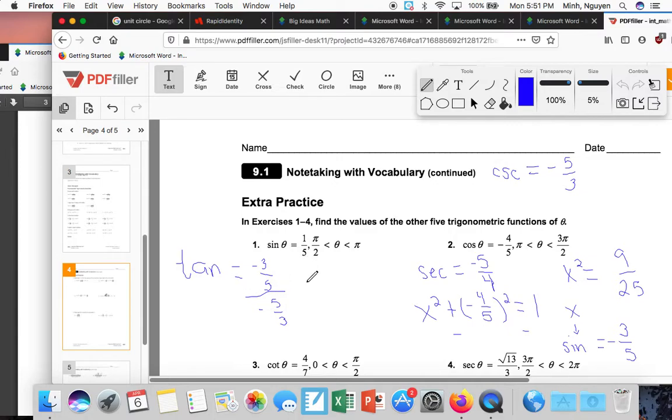So dividing by a fraction, negative 3/5 times negative 3/5 is 9 over 16. So tan of theta is 9 over 16, and then cotan will be 16 over 9. So there's our other 5 trig values. Secant is negative 5 over 4, sine is negative 3/5, cosecant is negative 5/3, tan is 9/16, and then lastly, cotan is 16 over 9.